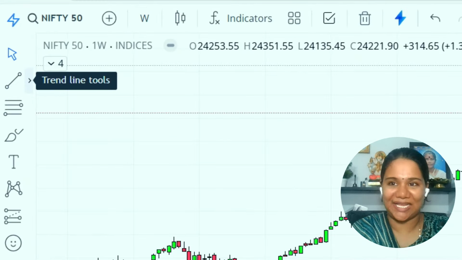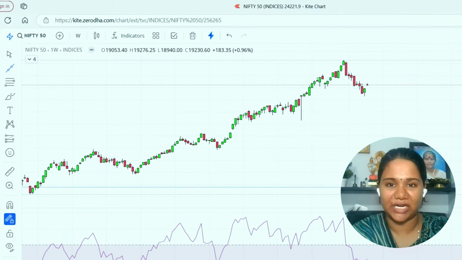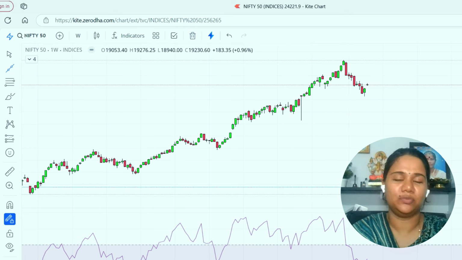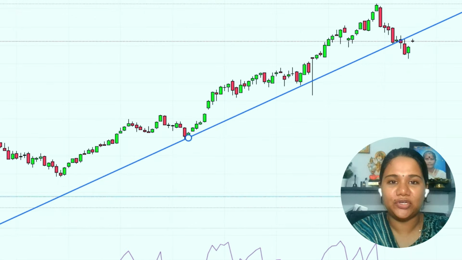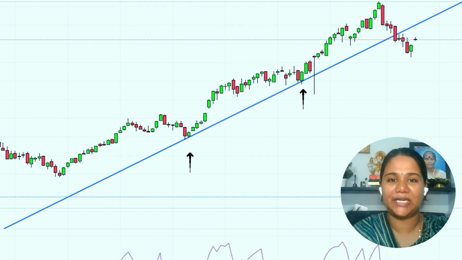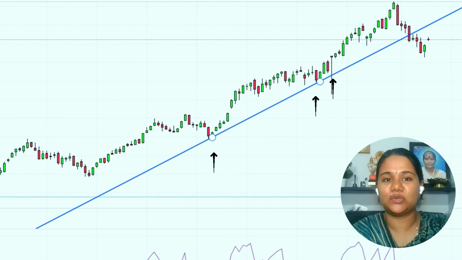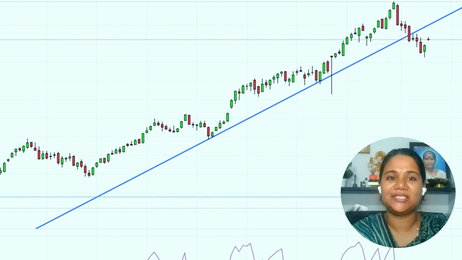So I'm going to use this extended line tool over here. This is the tool I'm going to use whenever I draw trend lines. I think this is super helpful, easy, makes the trend appear very, very easily. So I'm going to connect these two lows. Therefore, I know how many times there has been a support in that particular trend line. So two times there has been support in this trend line, and then one more time over here. But right now, if you see, just a few weeks back, Nifty 50 has broken this trend line.